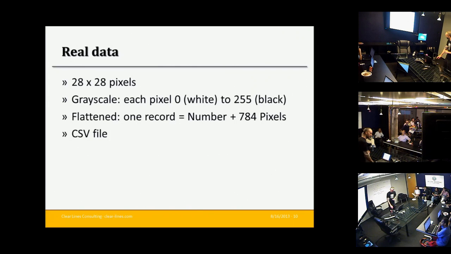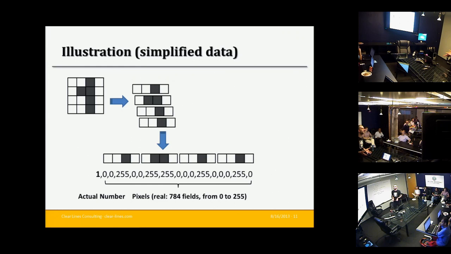Like, so this is not 28 by 28, but I simplified it a bit. Suppose you have a 1, which is a 4 by 4. So really what's happening here is I'm slicing this: 1 slice, 2 slice, 3 slice, 4 slice. Then that goes here, goes here, goes here, goes here. So I have now a flat line. First number is a 1 because that's a 1. And then I have all my pixels as a flat line. Clear? Not clear? Cool, okay.